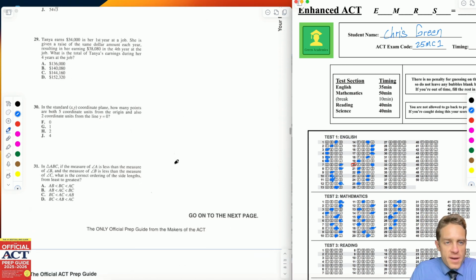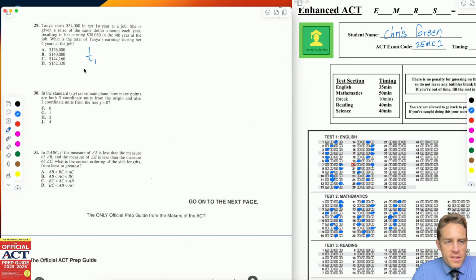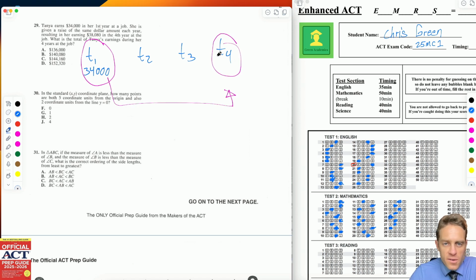Tanya earns $34,000 in her first year at her job. She is given a raise of the same dollar amount each year, resulting in her earning $38,080 in the 4th year. So this is an arithmetic sequence, right? Because you increase by the same numerical amount every year. Now, if you're standing on term 1, so you're standing on this year, to get to this year, you move up 3 years.